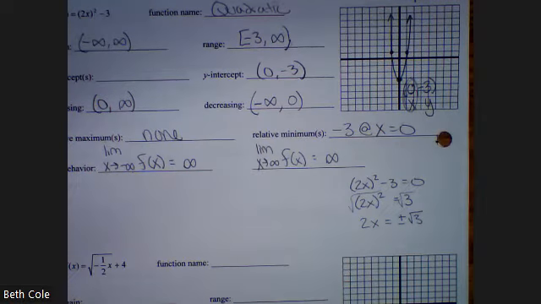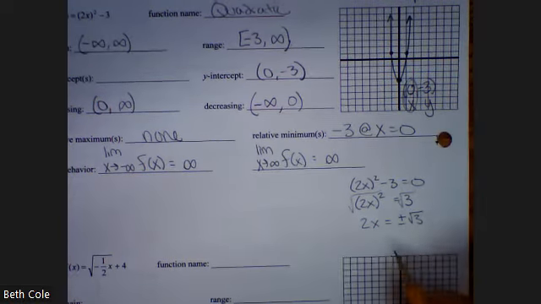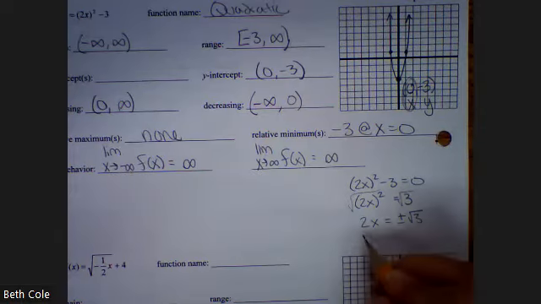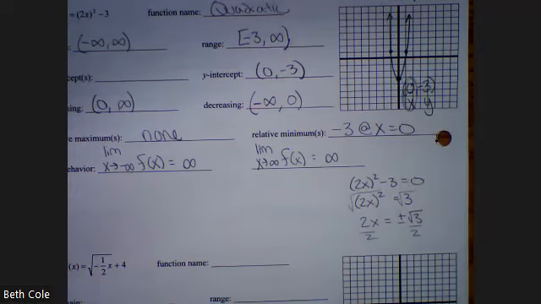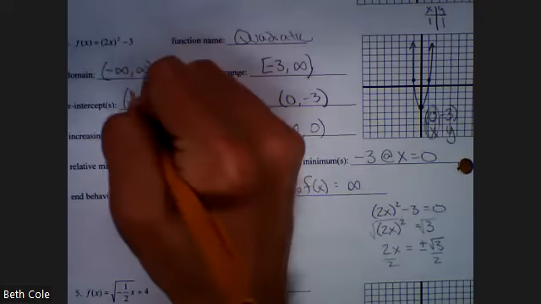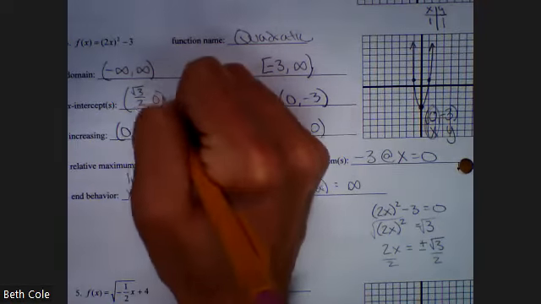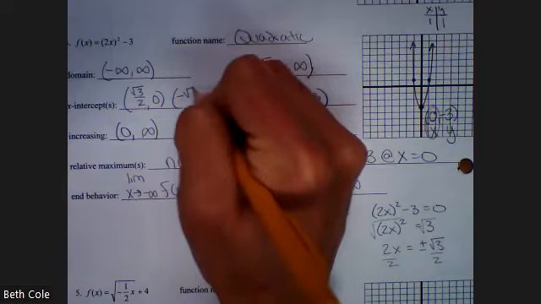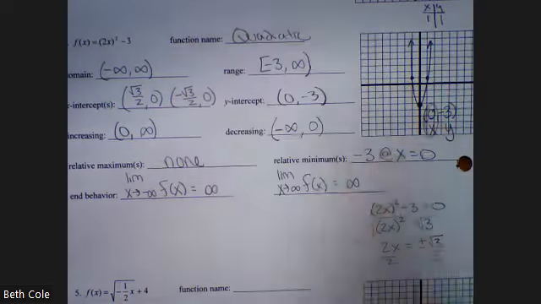And then you only have one more step. Divide by 2. So the plus minus is what gives you both of them. Like there's two answers. So you get square root of 3 over 2 comma 0. And you get negative square root of 3 over 2 comma 0.